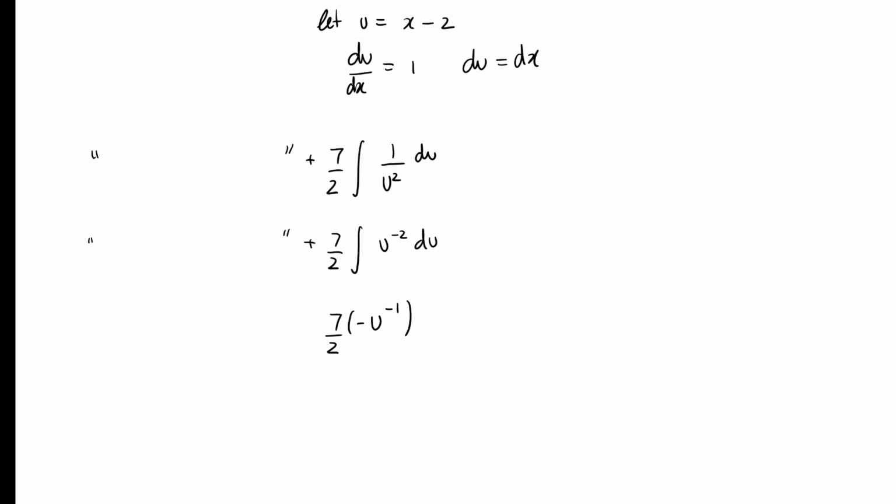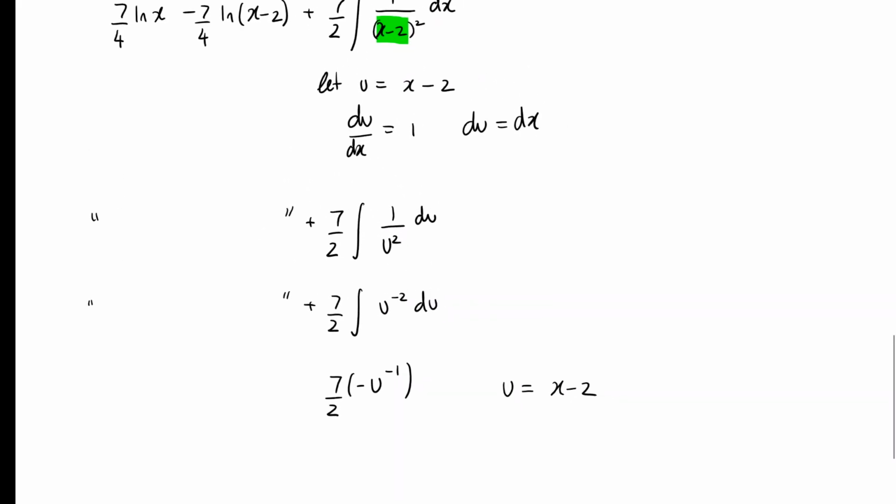We can put back u equals x minus 2. So this becomes 7/4 ln x minus 7/4 ln of x minus 2 minus 7/2 times x minus 2 to the power of minus 1.